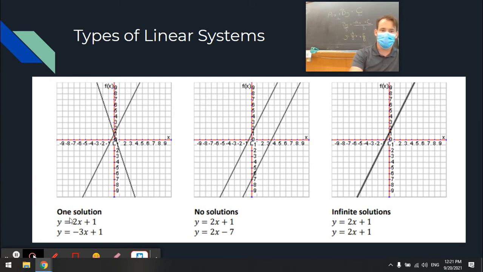So these are the lines y is equal to 2x plus 1. We can see that line here. It has a positive slope. And then the line y equals negative 3x plus 1 has a negative slope. They touch over here, at the y-intercept at 1. That is most linear systems you are going to see.